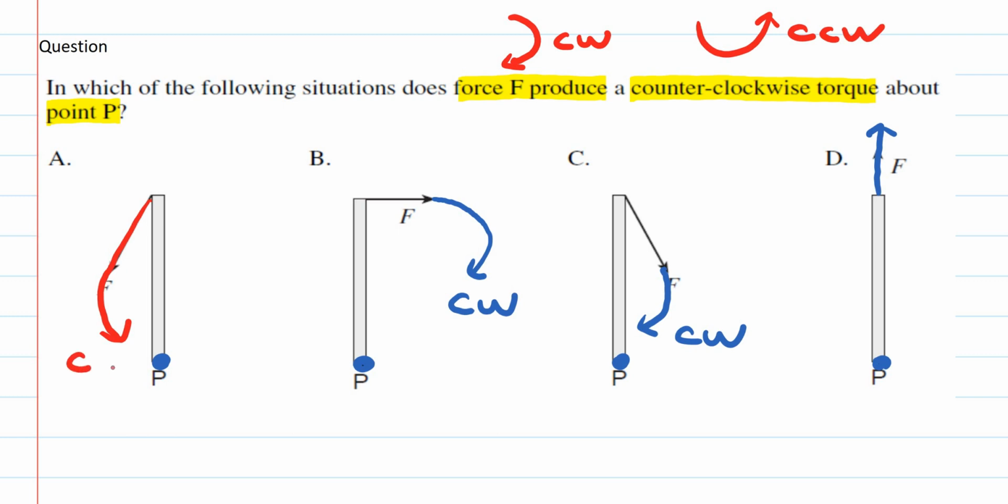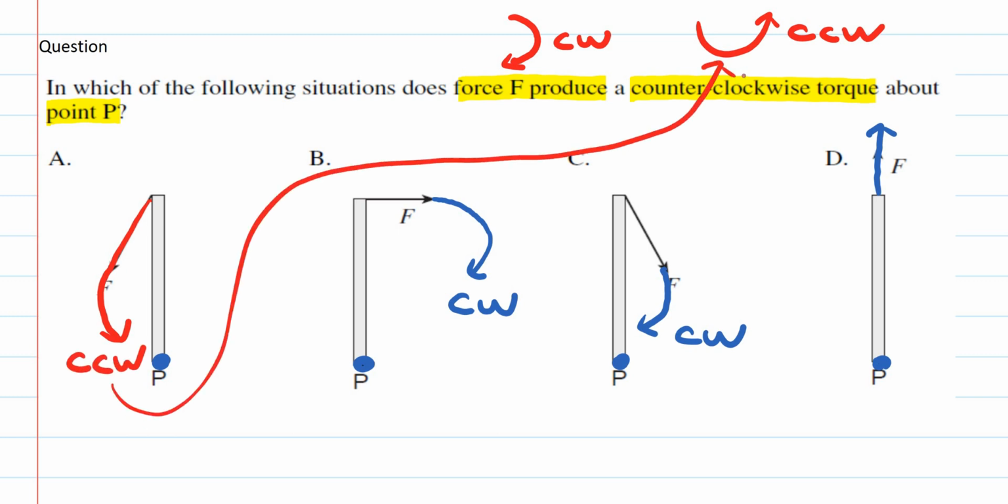So this is the counterclockwise direction. All right, so that kind of matches what we're trying to do over there, right? So the best option here is option A. That force produces a counterclockwise torque around point P. Okay, let's continue to move on here.